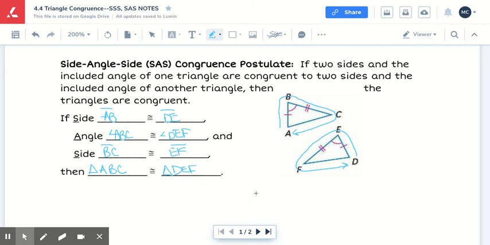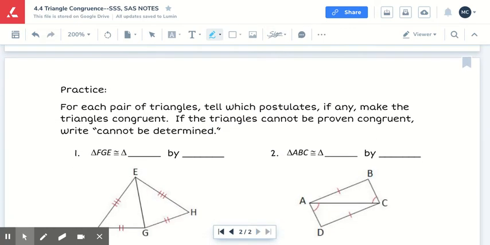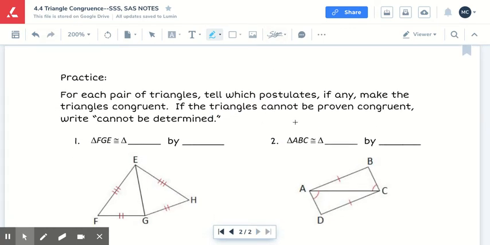This is using the side angle side congruence postulate. We abbreviate these, by the way, using SSS for side, side, side, and SAS for side, angle, side. It's standard abbreviations there.